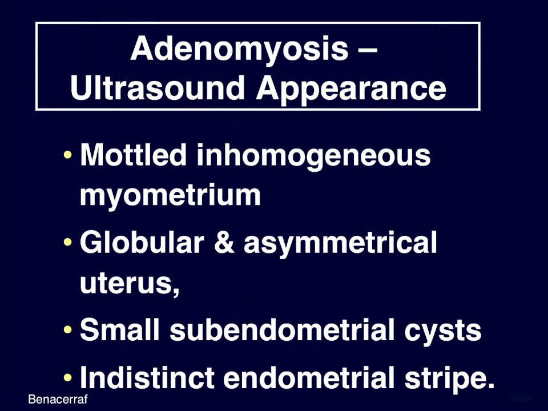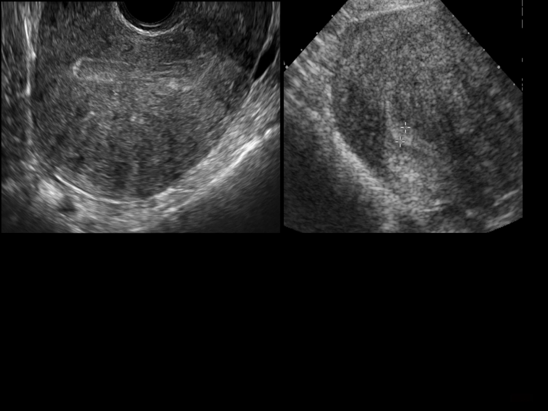The appearance of a uterus that has adenomyosis is very mottled and inhomogeneous. It's globular, it's enlarged, it's asymmetric with one side of the myometrium thicker than the other. The endometrium is often not easy to see because of the blurred junctional zone, and there may be some small subendometrial cysts that represent the small glands. So let's look at some examples.